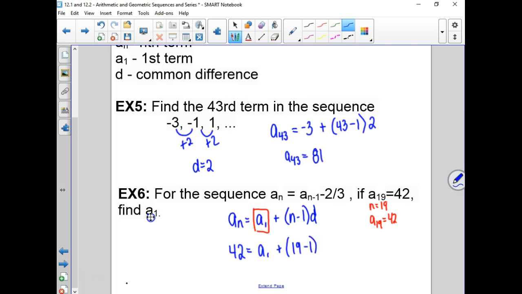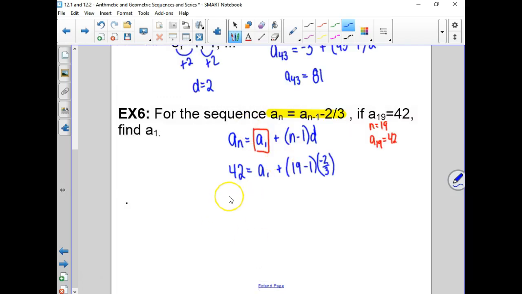Now the d is not explicitly given to me, but I'm going to find the common difference here because they gave me the recursive formula for the sequence. And that recursive formula tells me that I take A sub n minus 1 and I subtract 2/3 each time. So that means I'm subtracting 2/3 to get to the next number. That is my common difference, -2/3. So this, I'm going to have to do a little bit more work to solve. So I have 42 equals A sub 1 plus 18 times -2/3.